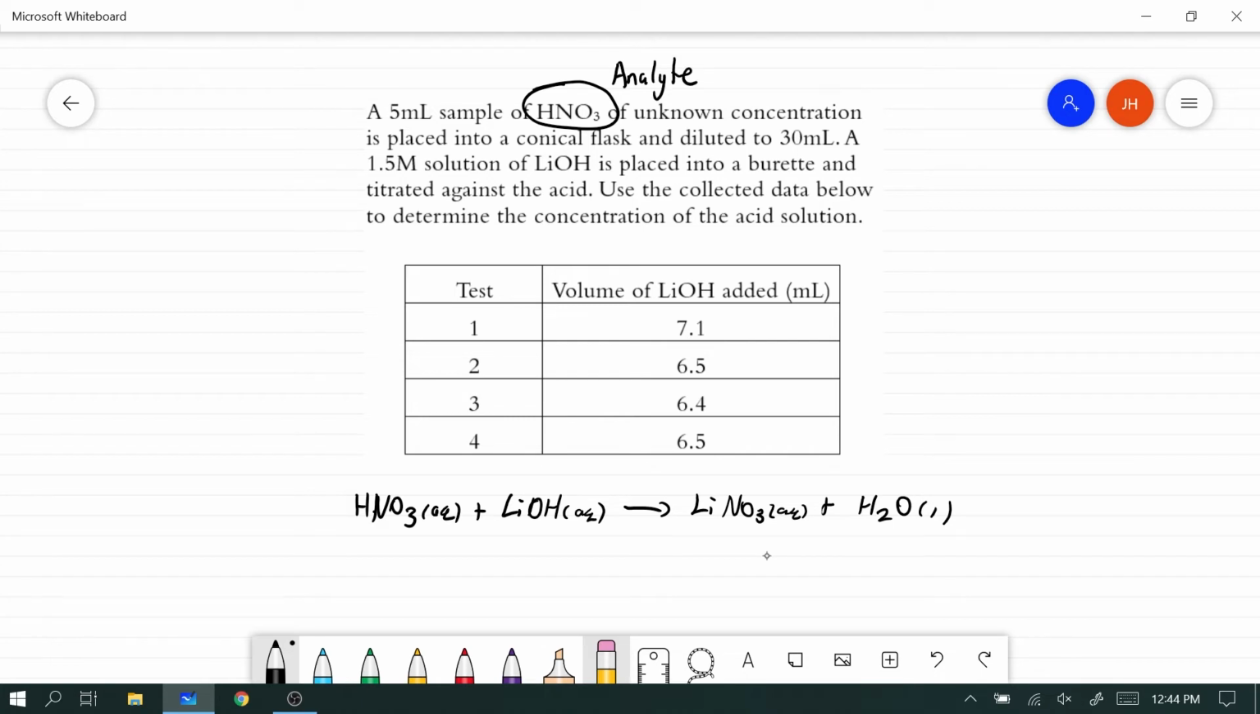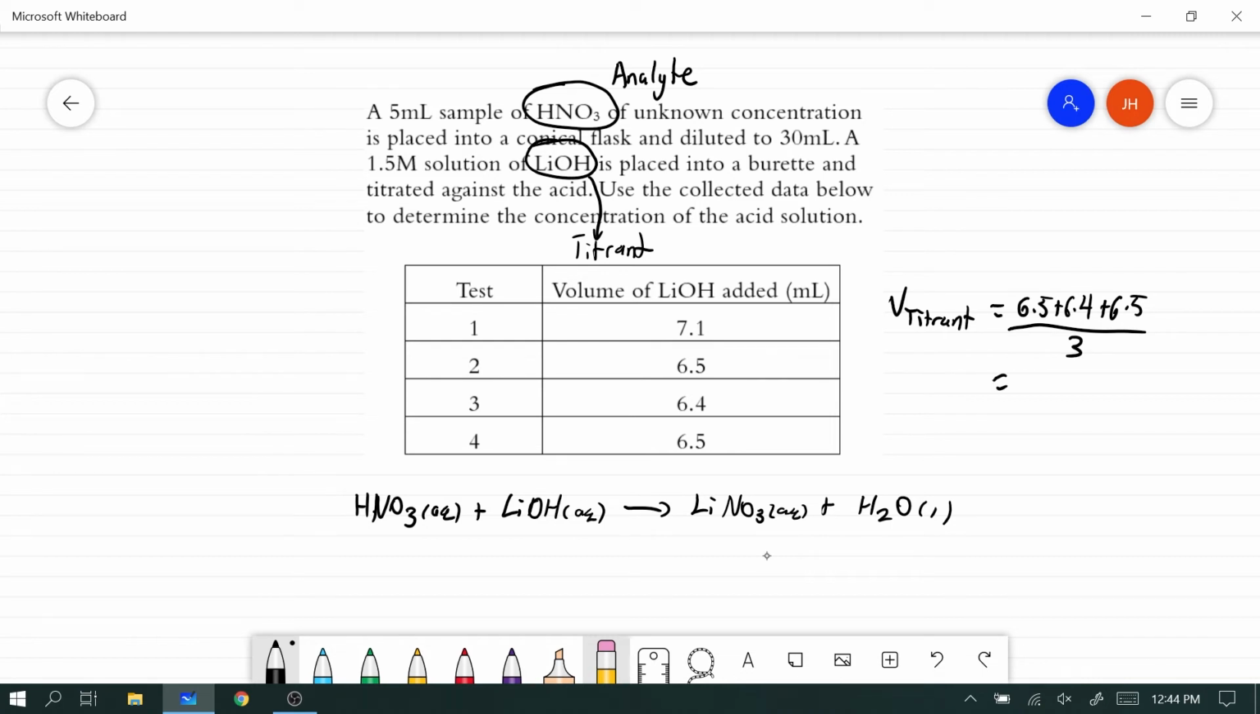The analyte is the one that we don't know the concentration of. The lithium hydroxide is our titrant. So when we're trying to find the volume of our titrant, we can just take the average of test 2, 3, and 4. So 6.5 plus 6.4 plus 6.5. I'm going to divide those values by 3.